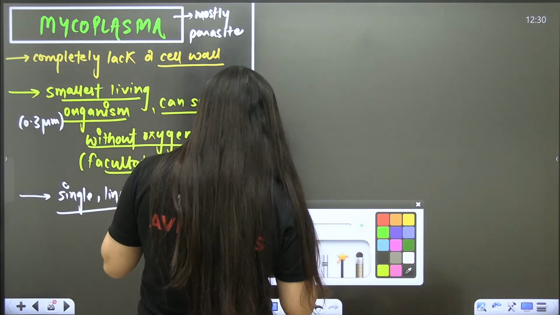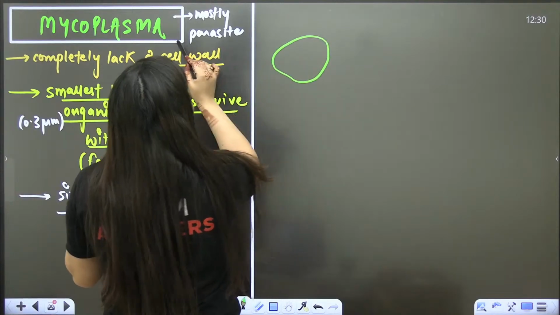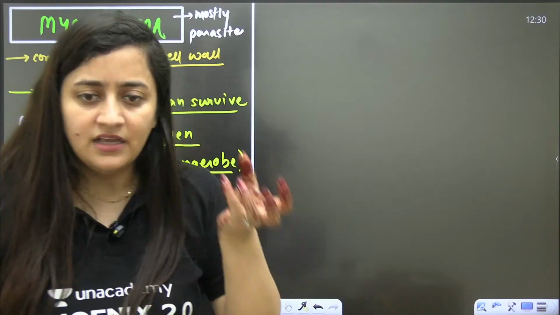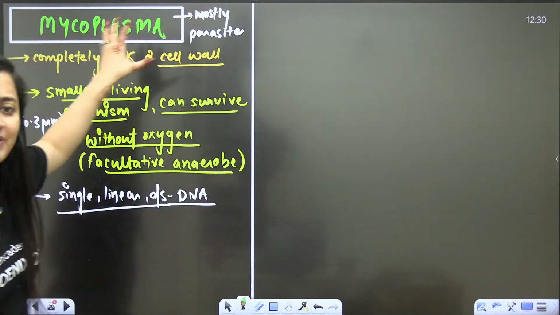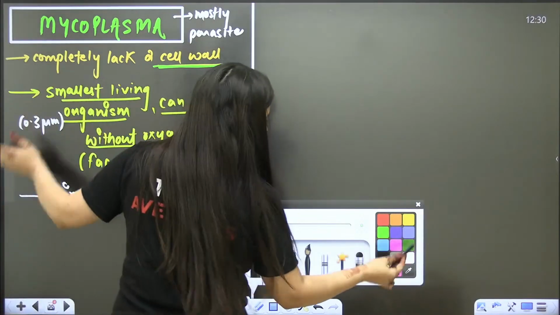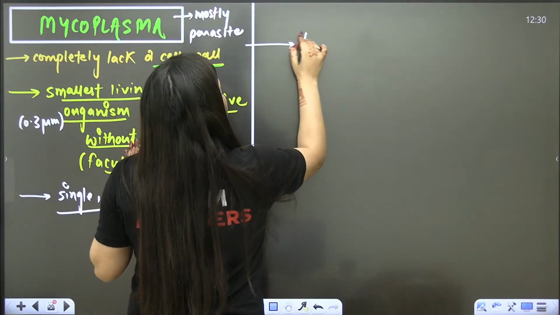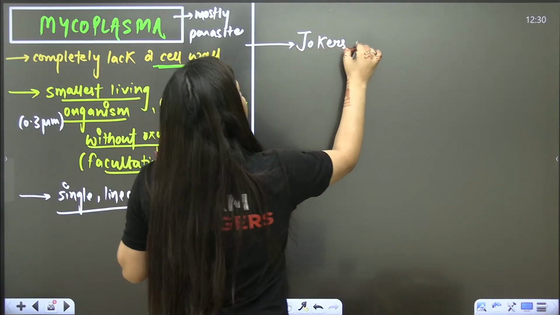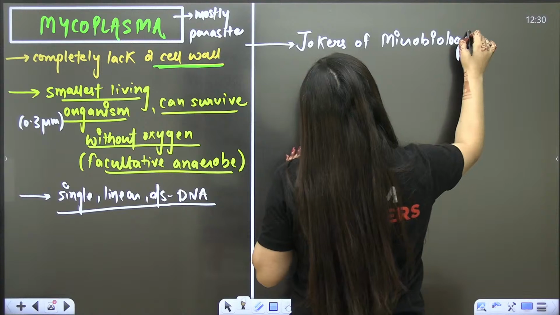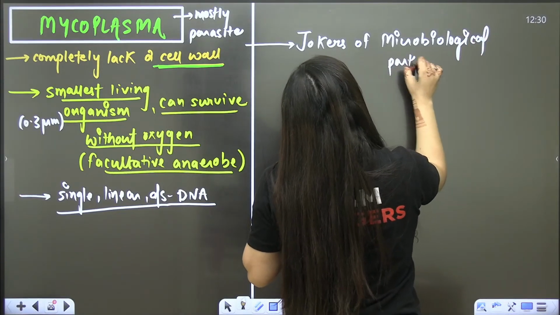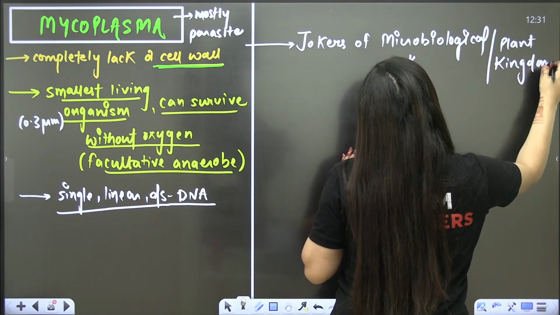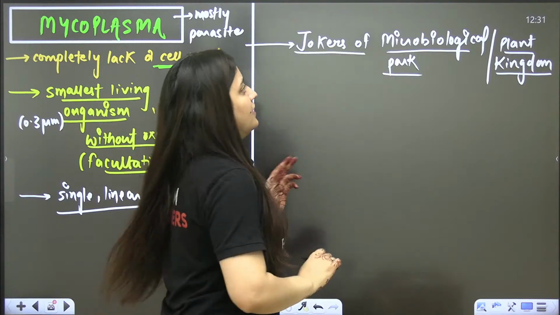One thing: because it doesn't contain a cell wall, obviously it doesn't have a proper shape. Because it lacks a cell wall, it doesn't have a proper shape, right? So that is why mycoplasma is also referred to as the jokers of the microbiological park. We can also call it the jokers of the plant kingdom.